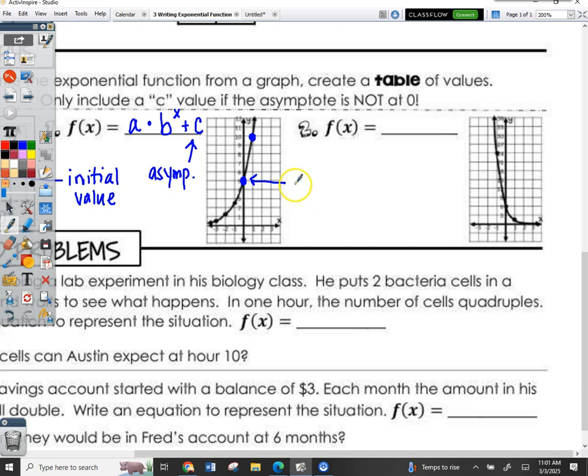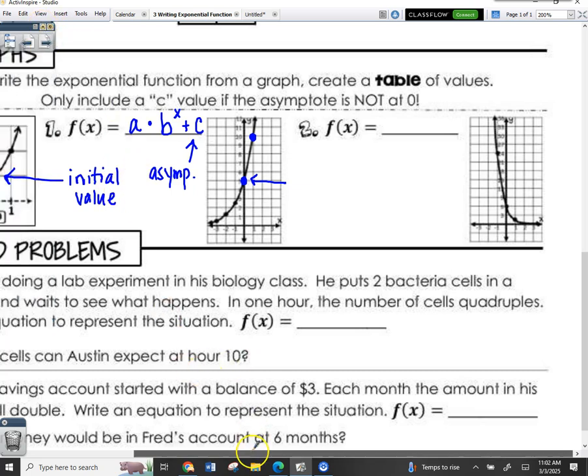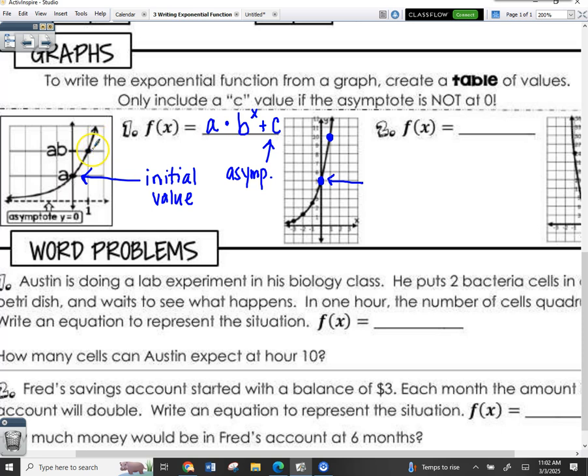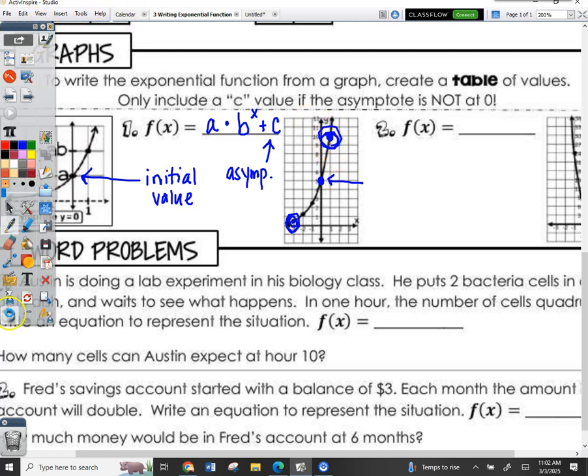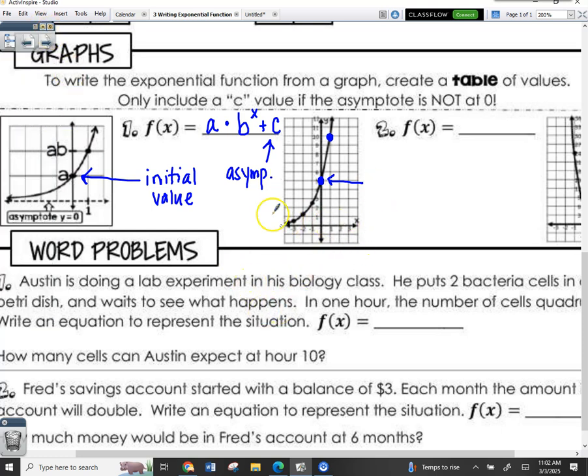Thank you. Okay, you're looking for 3 things. We need the initial value. We need to know what did it get multiplied by to go from one point to the very next point? The next point, right? Not from this point to this point. That's not helpful. It's got to be the very next point. And then you also need to know the asymptote. What's the asymptote here? 0. So C is 0 here.